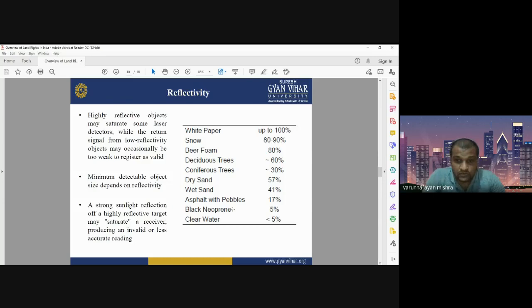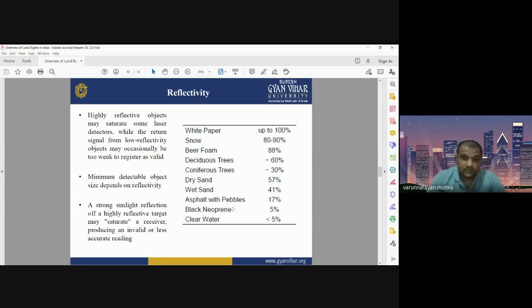Snow has around 80 to 90% reflectivity. So if we scan a mountainous area or a glacial area, snow may reflect around 80 to 90% of the total incoming radiation. So it is very easy to identify snow cover when we use lidar.